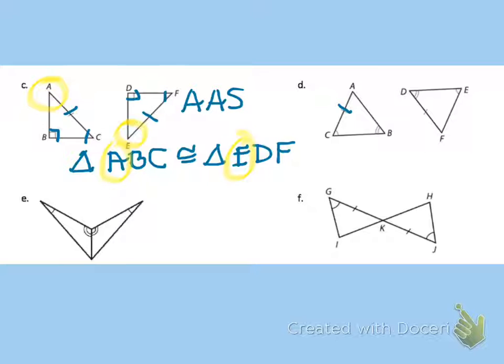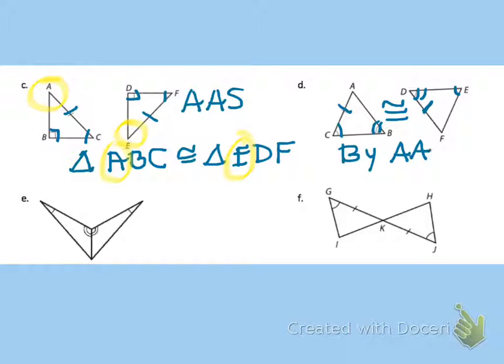Very similar markings on this one. We got a pair of sides. We've got these angles that are congruent, D and B, and we have E and C are congruent. So yep, angle side, they are congruent. So these triangles are congruent by angle side.